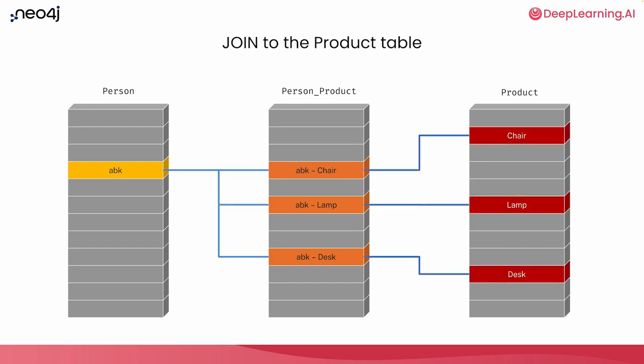Fantastic. One more join across from the person to the person product to the product table. Now you've got a complete answer where from ABK, you can see that here's the products that ABK has purchased, this chair, lamp, and a desk, and you can get the details about those purchases. What if you extended that question and you asked who else bought products that ABK bought?